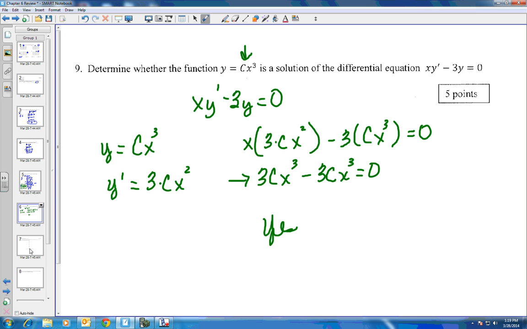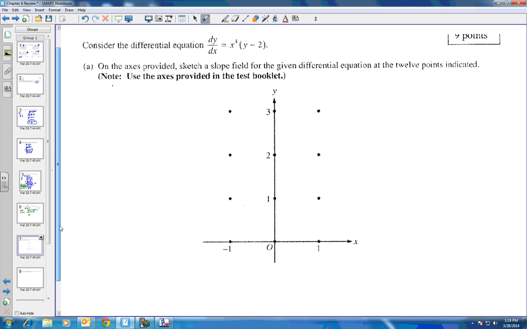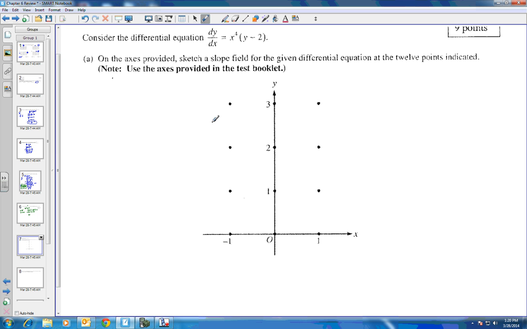All right, number 10. Consider the differential equation. On the axes provided, sketch a slope field. I think you guys know how to do a slope field. I'm going to just put in approximately what it should look like. I have zeros all there. It's kind of hard. So something like that. I didn't write down what slope each of those points gave me, and it should be right there.